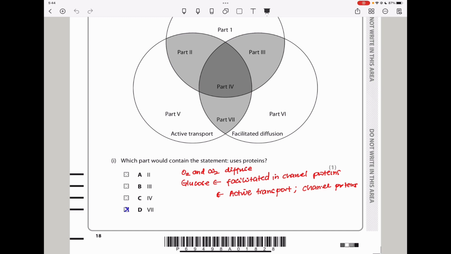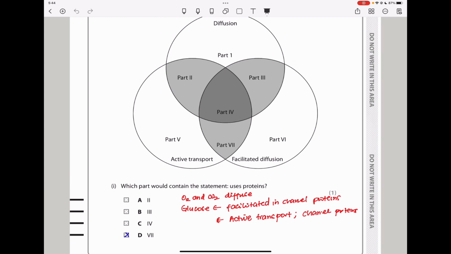Proteins are used by both active transport and facilitated diffusion. However, in diffusion, the substances will go directly through the phospholipids, so it is not going to use proteins. So the answer should be facilitated diffusion and active transport. Here we should have this part here, so the answer should be D. Moving on.